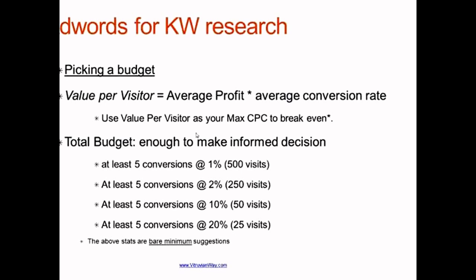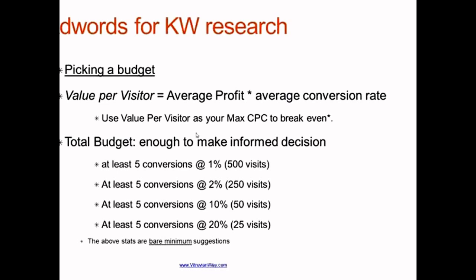So the most you should spend on a cost per visitor is $1. And if your conversion rate is 1%, then theoretically you should break even for every 100 visitors you get. Now, statistics don't work that way, so I have a 5x rule. I want to basically drive enough traffic to have had 5 conversions.